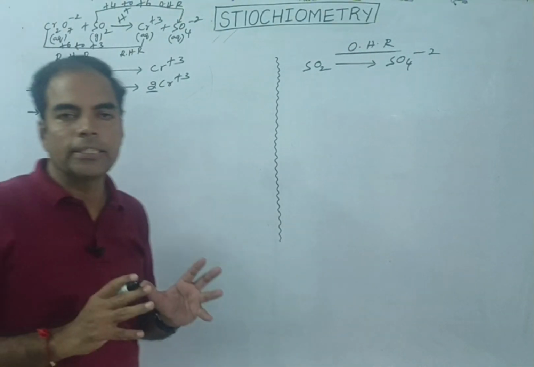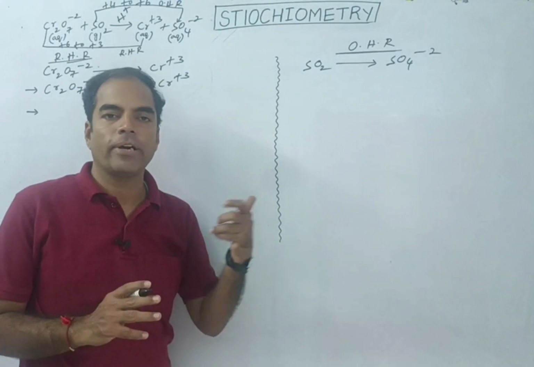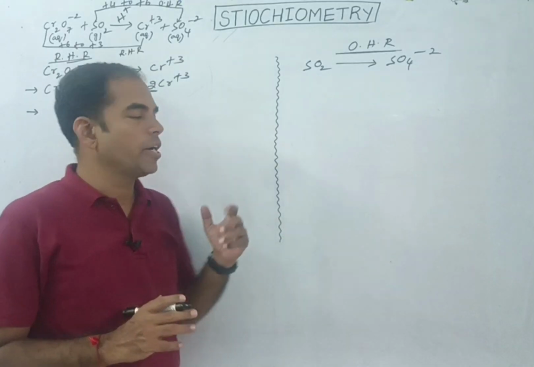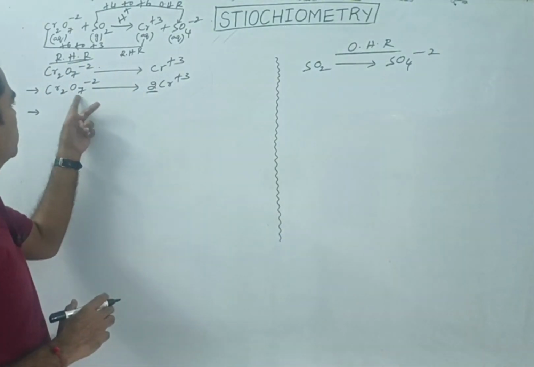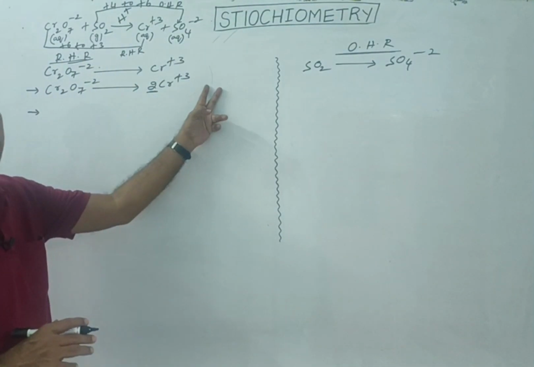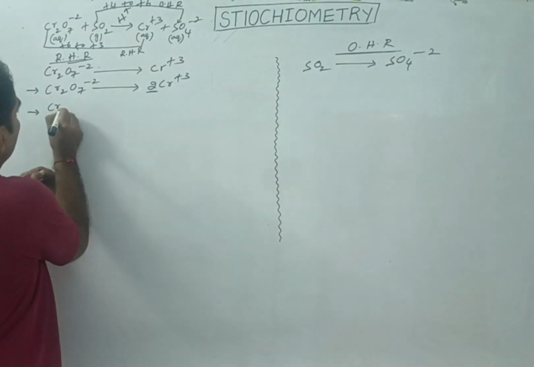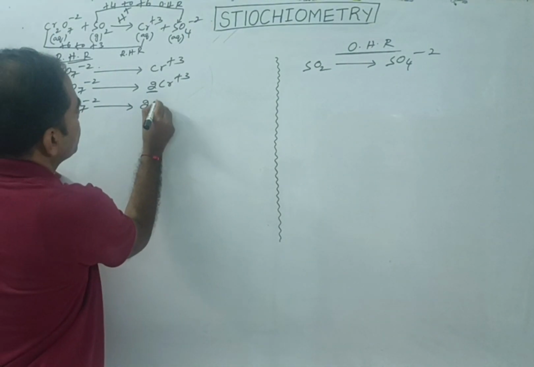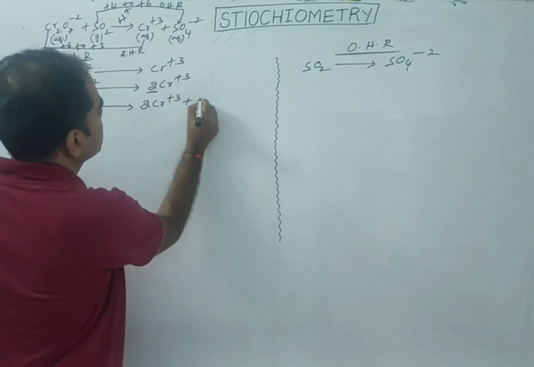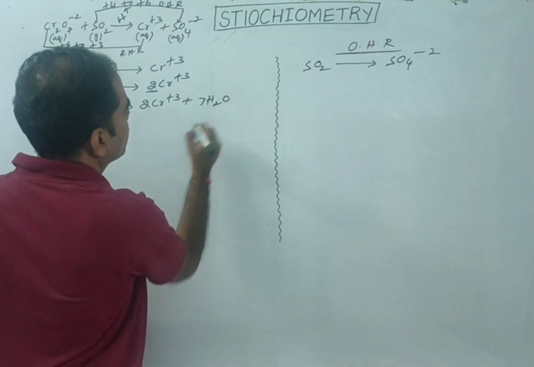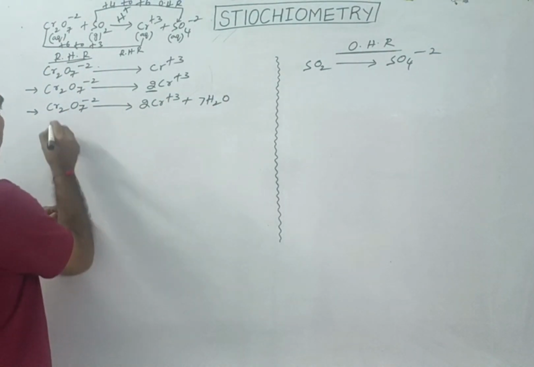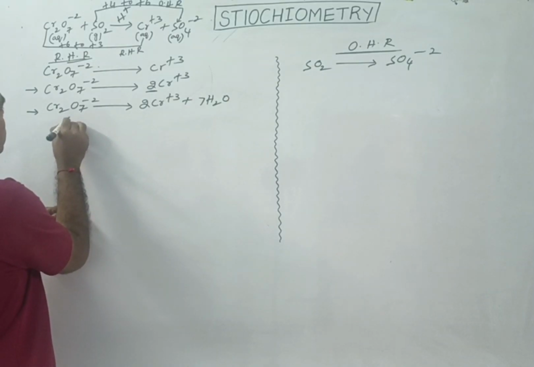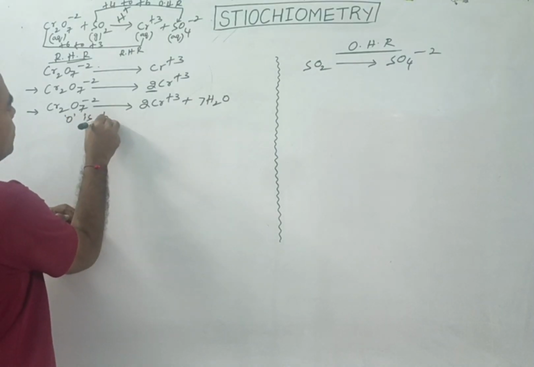Balancing the oxygen. To balance the oxygen, we should add the required number of water molecules on the deficient side. Here how many oxygens? 7 oxygens. Here no oxygens. That means we should write Cr2O7 2- gives rise to 2 Cr 3+ plus 7 H2O water molecules. Here oxygen is balanced.